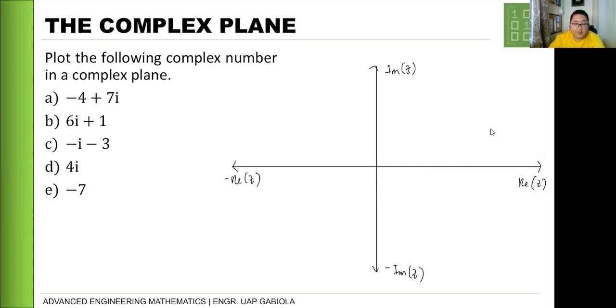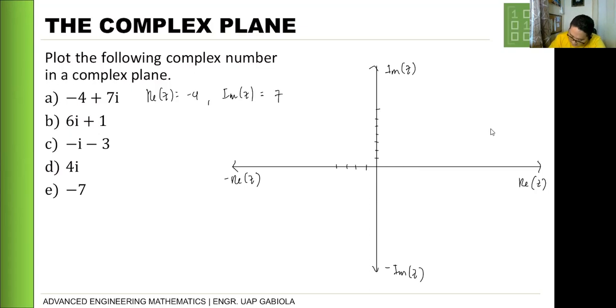Okay? So, we have yung first one, negative 4 plus 7i. So, yung real natin dito will be equals to negative 4. And then, yung ating imaginary will be equals to positive 7. So, paano natin siya ipa-plot? So, negative 4 mula dito sa origin natin. So, origin natin is 0, 0. So, negative 4 daw yung real. So, this will be 1, 2, 3, 4. And then, yung imaginary natin is 7. So, 1, 2, 3, 4, 5, 6, 7.